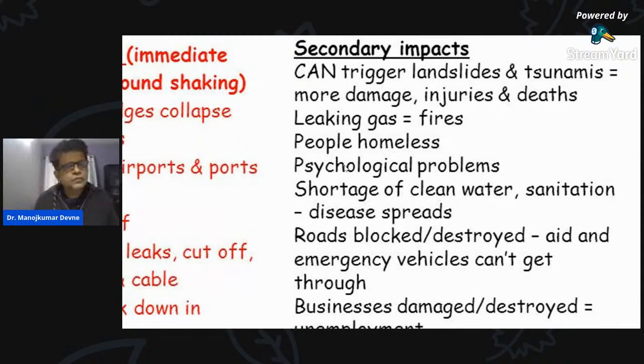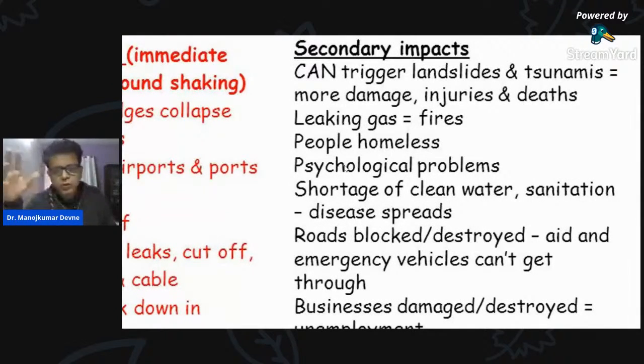Because pipelines are going to be cut off, there could be a secondary impact in the sense of shortage of clean, or I would rather say potable, drinking water. And of course, sanitation also is going to be a problem. Because you don't have potable drinking water, because you have sanitation problems, you'll have further secondary impacts: diseases. So you have to be very clear, when you notice a particular impact, you should be able to identify whether this is a primary impact or a secondary impact.